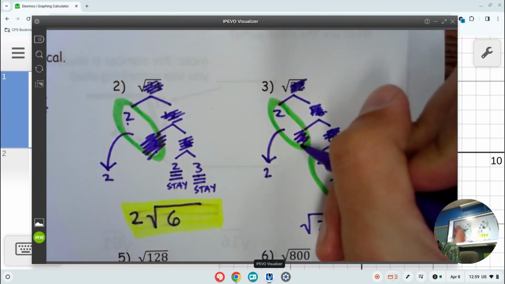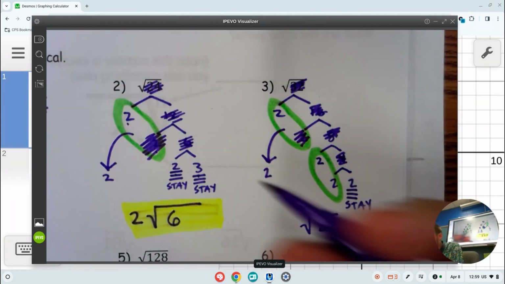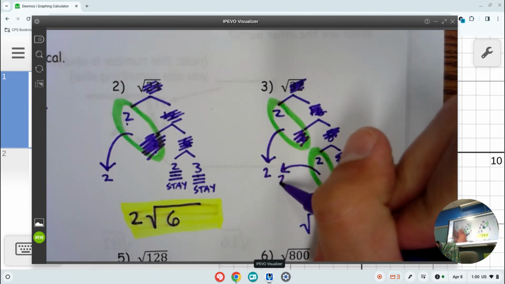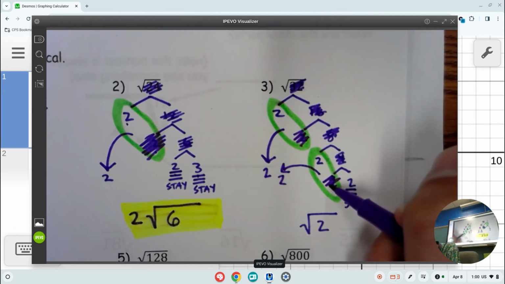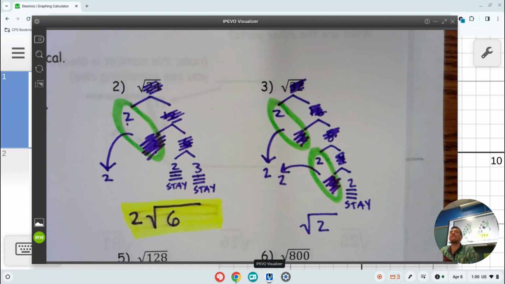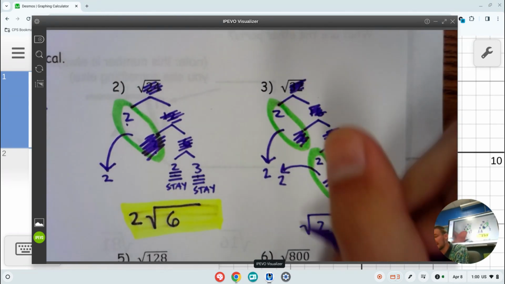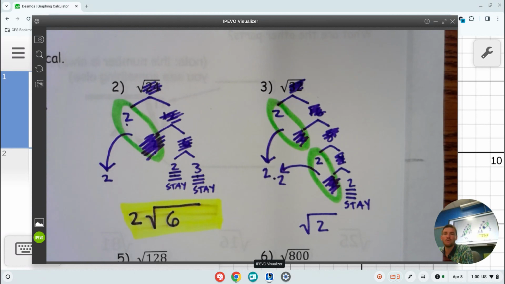But remember, only one of them breaks out because the other guy gets stuck in the barbed wire. Then this guy tries to break out. Another 2. But this one doesn't make it. For every circle, only one gets to come out. Now, because we have 2 circles, we end up with 2 things on the outside, and you always multiply them. So 2 and 2 makes 4. And that is our final answer.